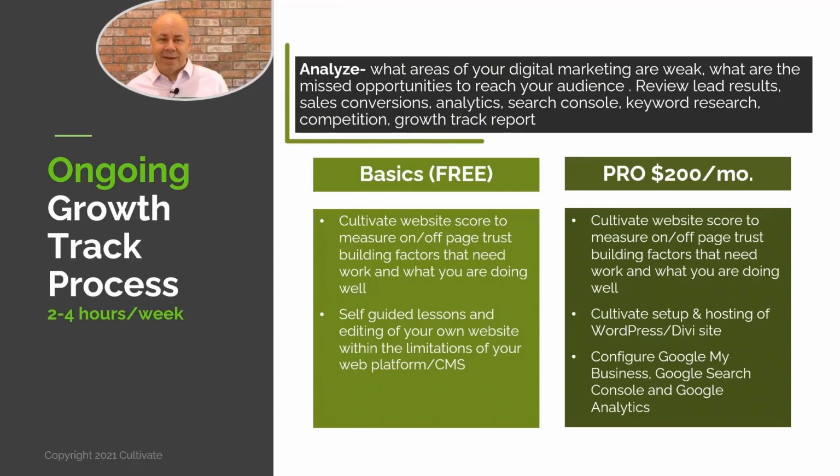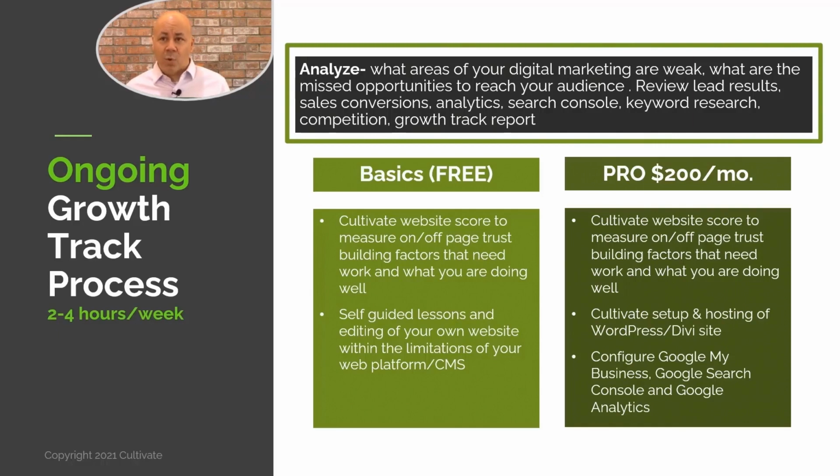So the first step is analyze. Analyze what areas of your digital marketing are weak. What are the missed opportunities where you could be reaching your audience? There are things that you can do to review your lead results, your sales conversions, your analytics, Google Search Console information, keyword research, your competition, and the Growth Track report that we create for you. These are all different things that you can look at to better understand what areas of your digital marketing are weak, and what missed opportunities you have to reach your audience.